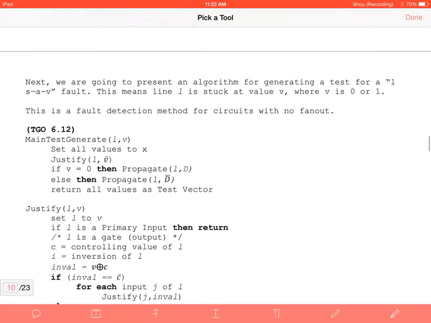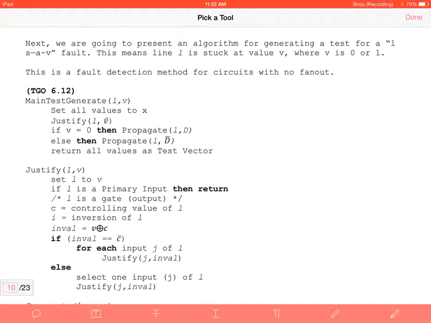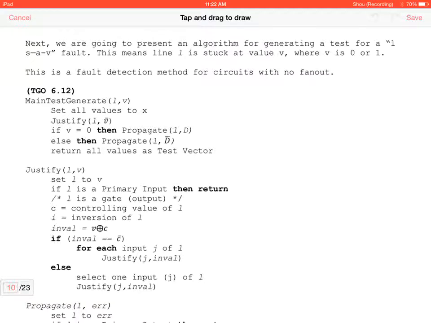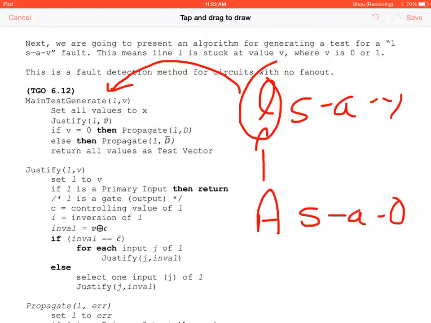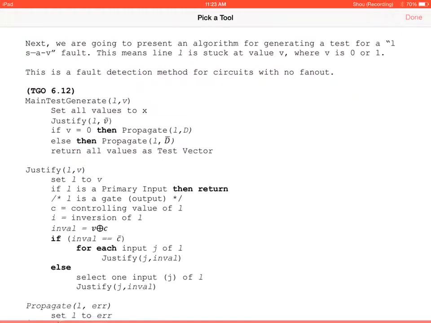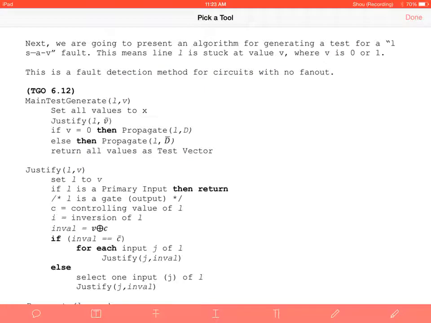So we're going to present 2 algorithms today. When I talk about the problem, when you see it in industry, you're going to see something called an LSAV fault. So L means we have our node. For example, if we have an input, this would be an A stuck at 0 fault, right? And the notation is important because L is going to be what you're inputting into your algorithm. L is the node, and V is the value that we're putting in. So in your function, you're going to say, I need to justify this particular node at this value.